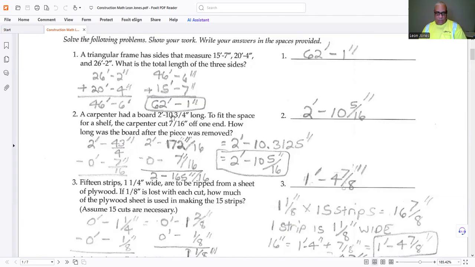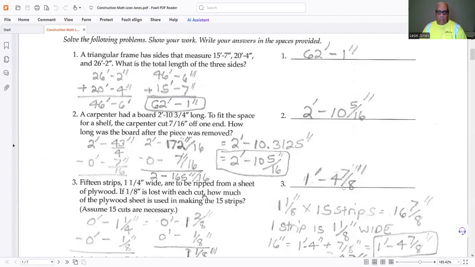I actually took 10 3/4 inches and put it all in 16ths. The reason I put it all in 16ths is so that when I do fractions, I have a common denominator. So I took 10 3/4 and put it in 16ths, and that's where I got the 172 16ths over 7/16, and it made my subtraction easy.